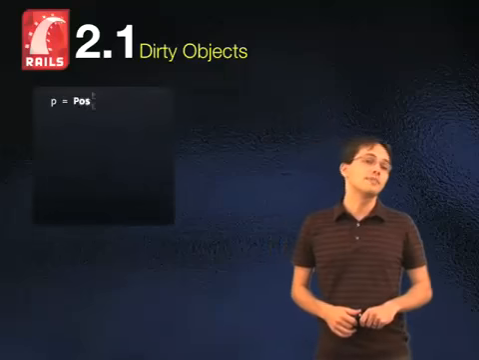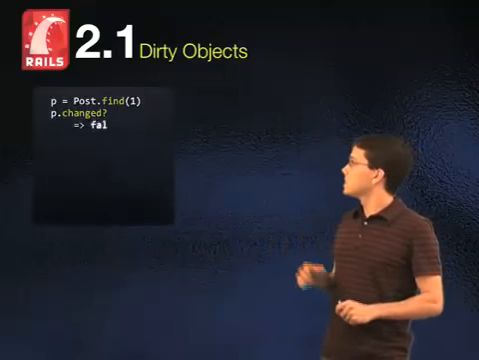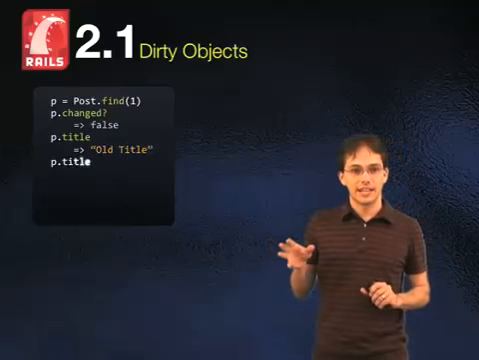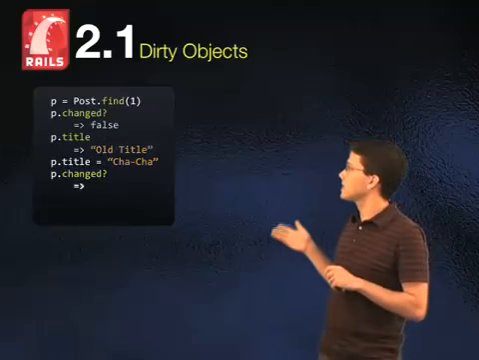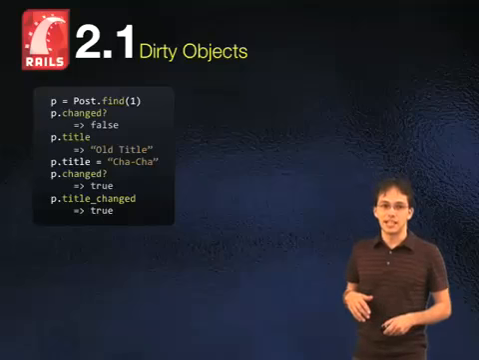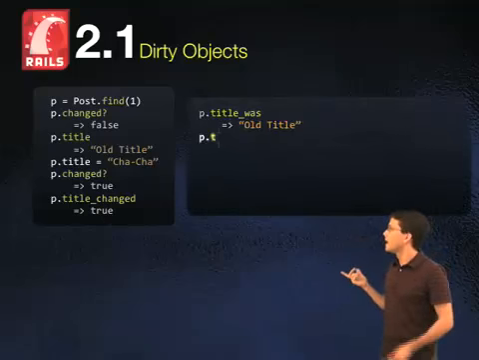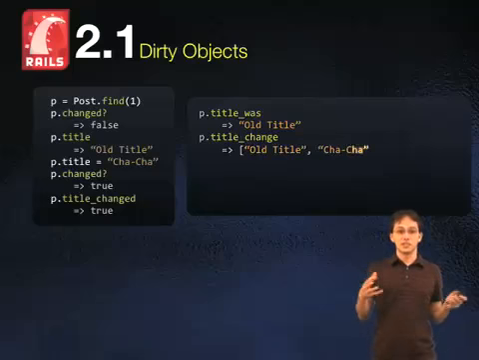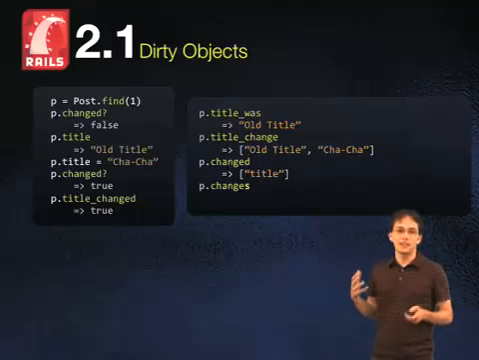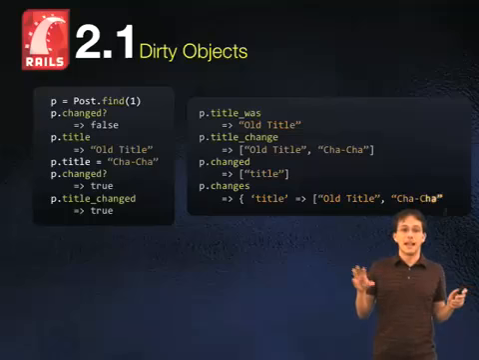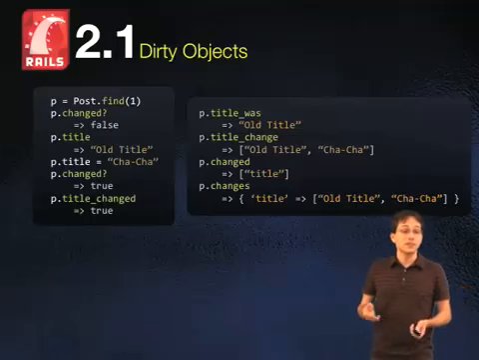Anyways, what dirty objects allows you to do is check and see what's been changed with an object. So if I change the title I can detect if it's been changed. I can even pull up what it was changed from. I can get all the changes in an array, or I can even get all the changes that happen to a model in a hash, which is pretty convenient.